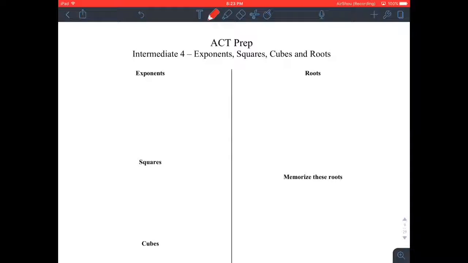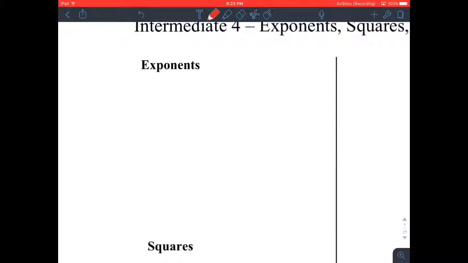Alright, this is the intermediate 4 lesson, exponents, squares, cubes, and roots, and you're going to have a lot of writing to do. So exponents. Exponents is a shorthand for multiplying the same number times itself. So for example, 4 times 4 times 4 times 4, let's throw another one in there, times 4 is 4 to the 5th.